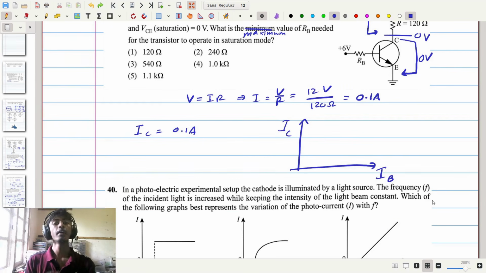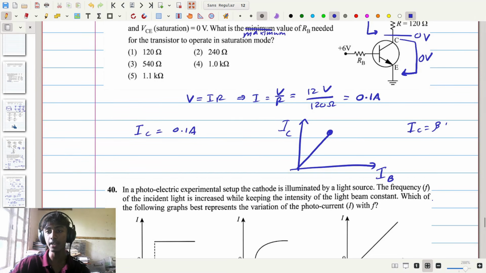Now at this point, if we stop for a moment and consider the behavior of IC and IB, we can see initially as we increase IB, IC will increase linearly like this under the relationship IC equals beta IB. However, at a certain point, IC will saturate and become a flat line related to IB like this. So we will get a curve that looks like this.